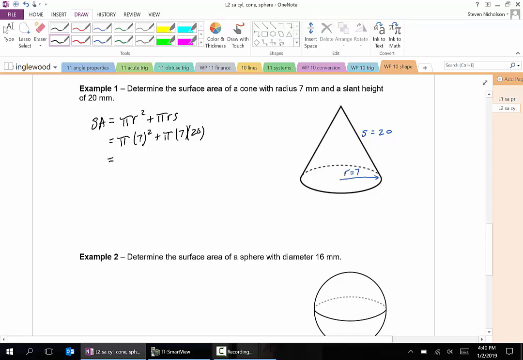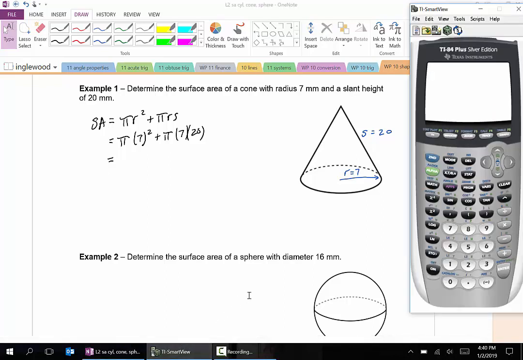And I'm going to first plug in all my numbers. And then I'm going to get my calculator out, and I'm going to say the answer. So on my calculator, I can punch everything in, and I have a pi button right there, but I'm just going to use 3.14. And we're just going to round to one decimal place anyway. That's going to be our rule of thumb. So 3.14 times 7 squared plus 3.14 times 7 times 20. And when we hit enter, 593.5.